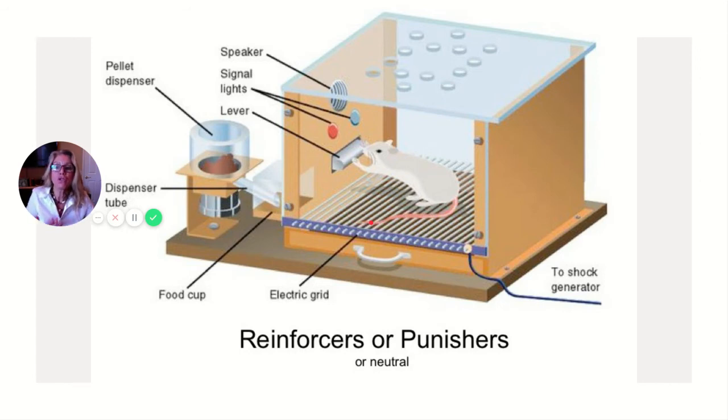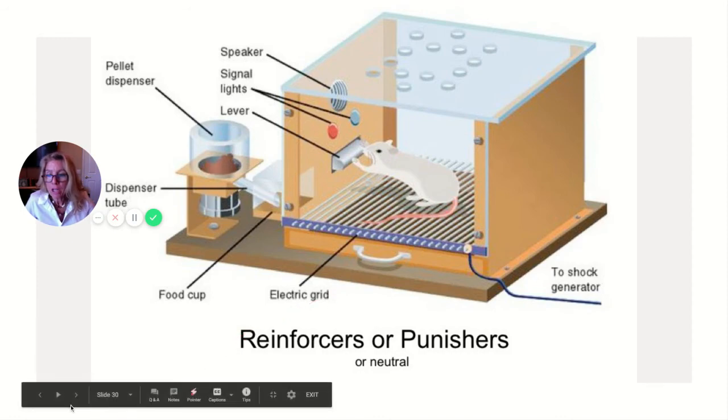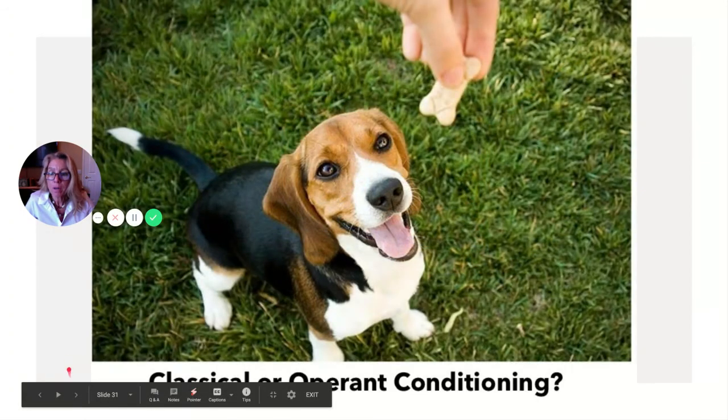So he could be trained to push the lever for food, because if he didn't, he was gonna get shocked. So operant conditioning is a stimulus response connection, and it is strengthened with reward/punishment. So just to compare, oh, here we go.